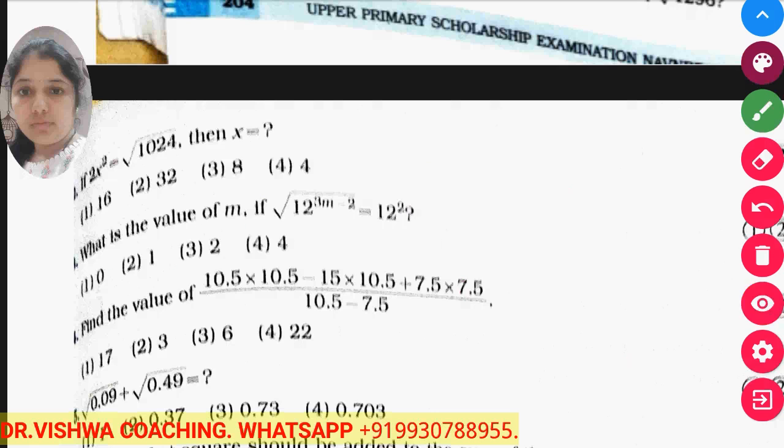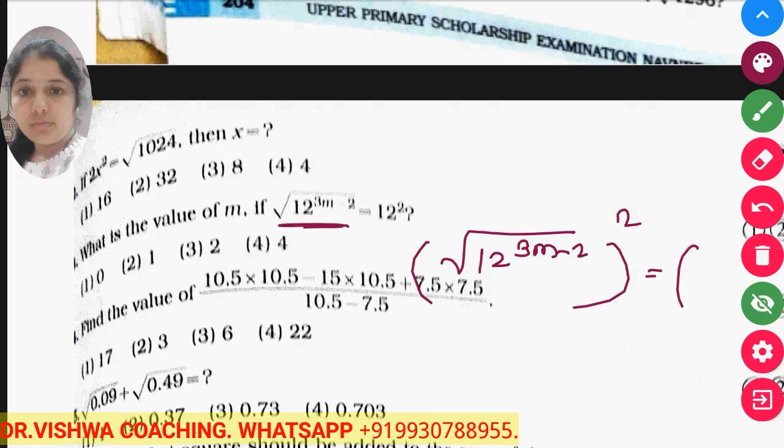Okay, what is the value of m if under root 12 raised to 3m minus 2 is equal to 12 square? Now here again, this whole thing is in the under root. So we will take a square on both sides. 12 square raised to 2. So it becomes 12 raised to 3m minus 2, and this becomes 12 raised to 4.